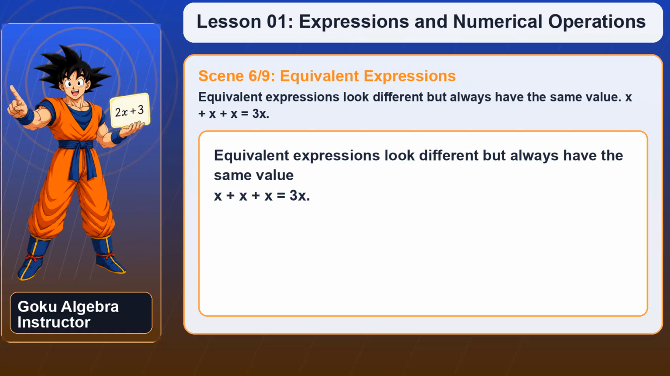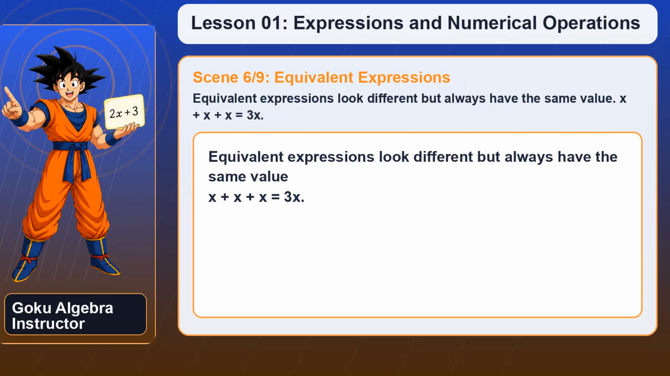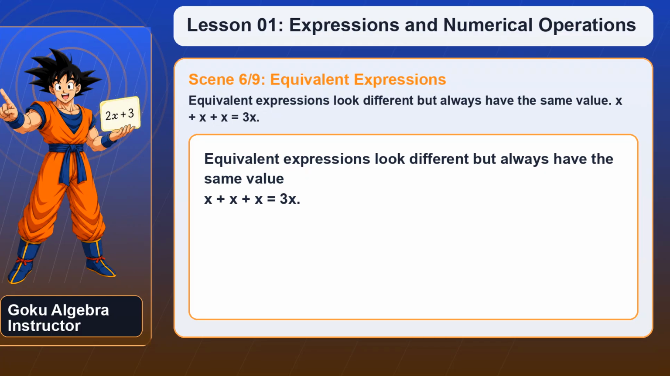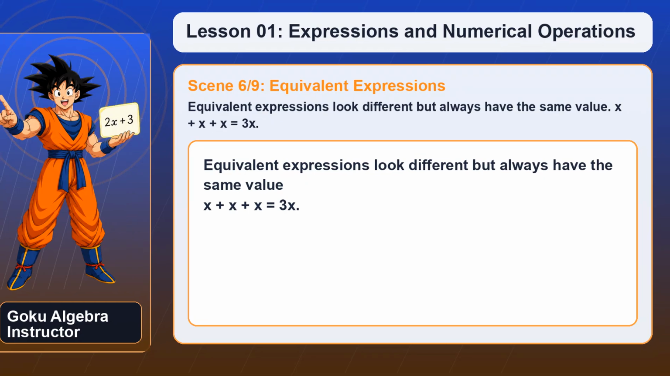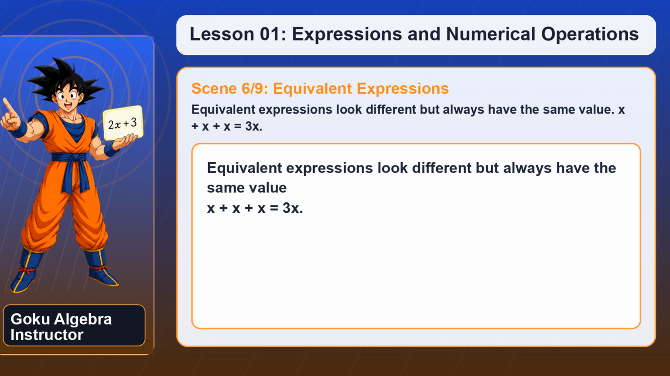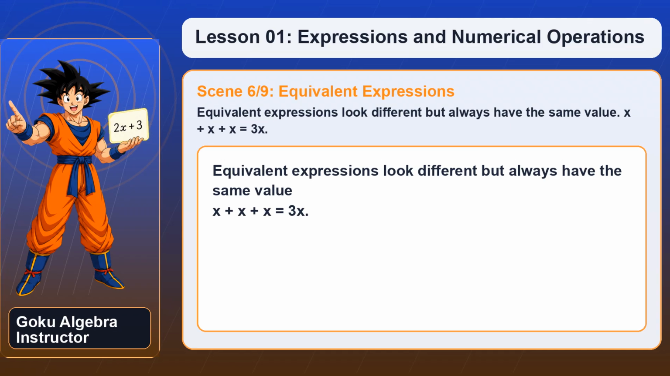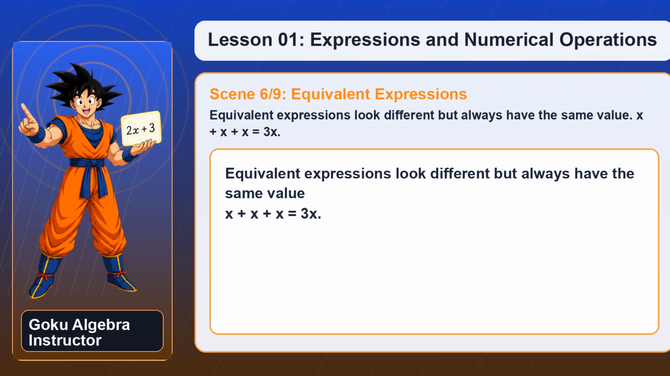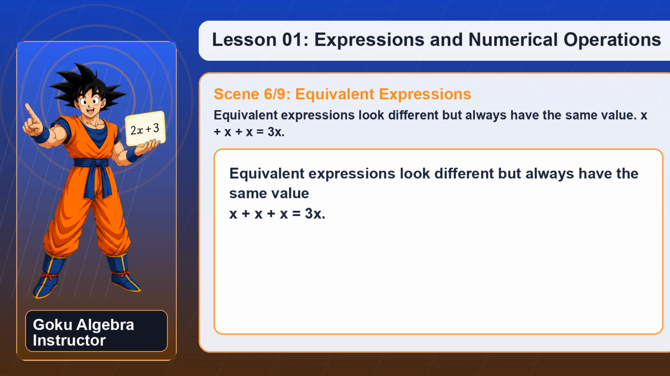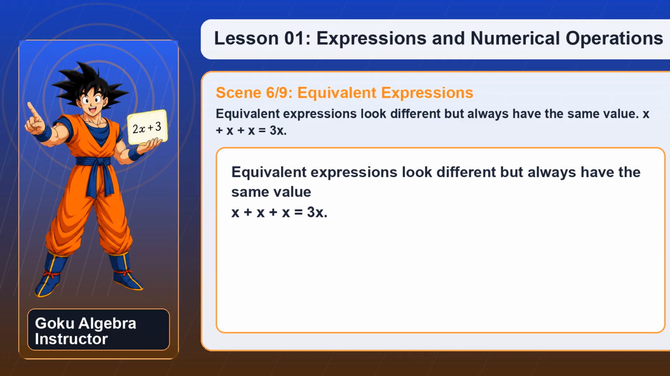Two expressions are equivalent if they always have the same value, even if they look different. Think of equivalent expressions as 2 training moves that reach the same result. The expression x plus x plus x is equivalent to 3x, because it means 3 copies of x. The expression 5 plus x is equivalent to x plus 5, because addition can switch order without changing the total.